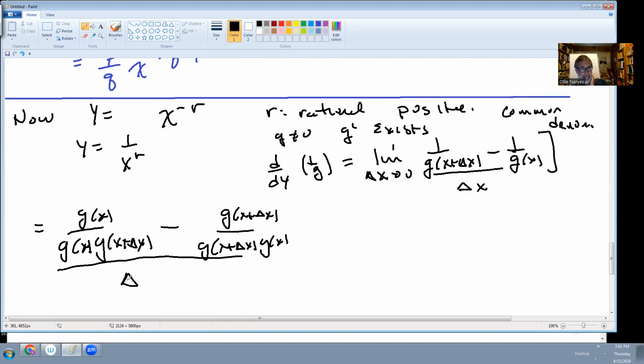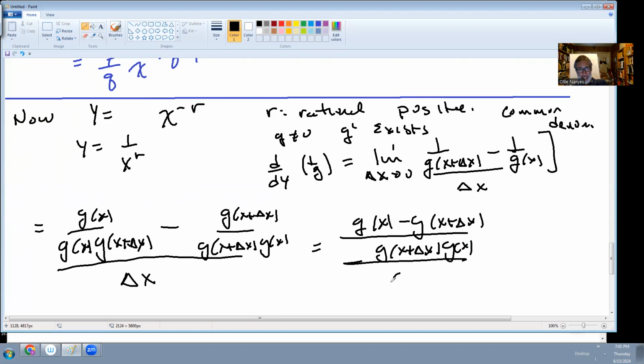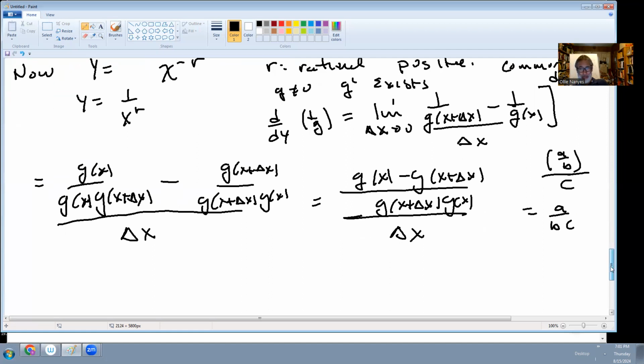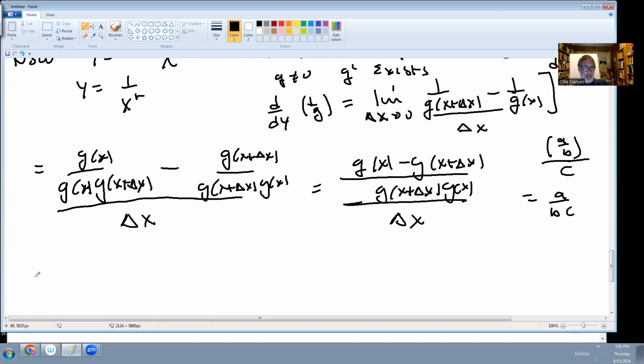And that's all over delta x. Now the top, let's just do this. We have g of x minus g of x plus delta x, all over g of x plus delta x, g of x, all over delta x. And then you've learned in algebra that if you have a fraction over another denominator, you've probably learned that some time ago. So I'll do this.